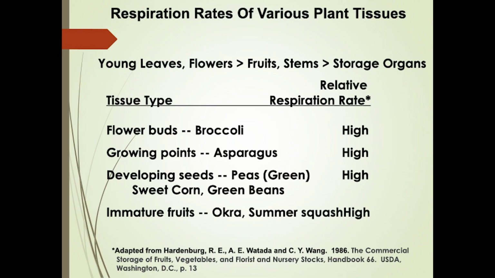This table shows the relative respiration rates of various plant tissues. Notice at the top the general pattern of respiration rate. Young leaves and flowers have a greater respiration rate than fruits and stems, which have a greater respiration rate than storage organs. Flower buds such as broccoli and rapidly growing shoots such as asparagus have high respiration rates. Developing seeds and immature fruits can also have high respiration rates.